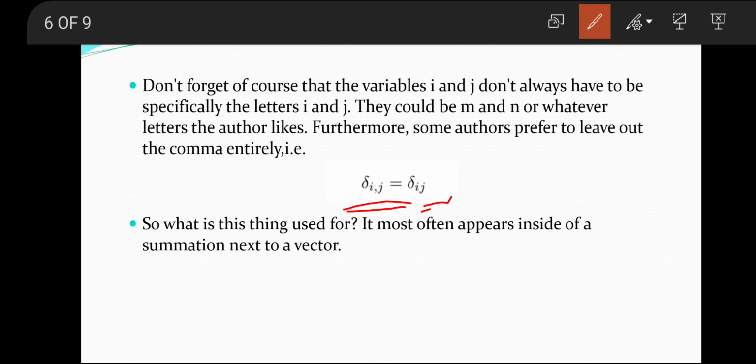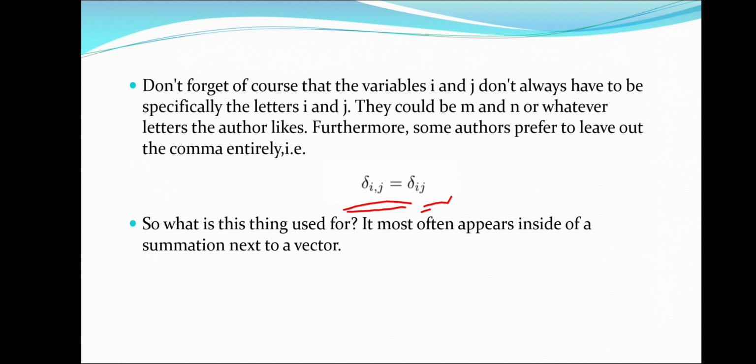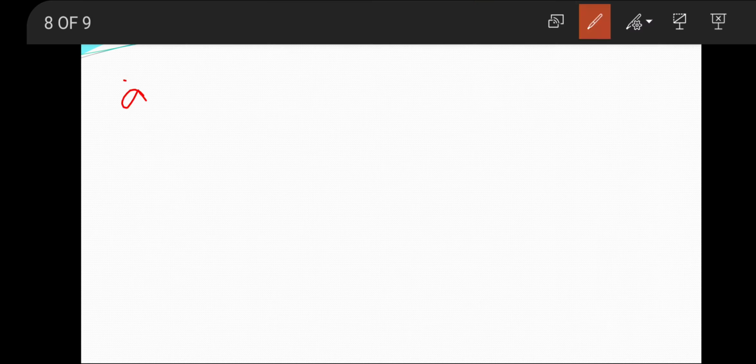This is more often used inside of a summation next to a vector. So delta of i comma j equals delta ij. Let us discuss this in more detail. For this explanation, let us consider a vector a, suppose 4, 5, 6. So we are considering a vector 4, 5, 6, which means the three values a1, a2 and a3.